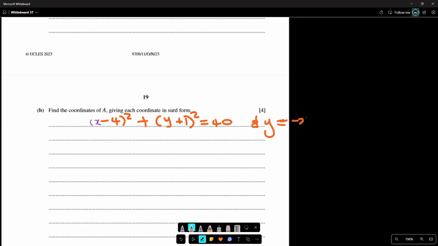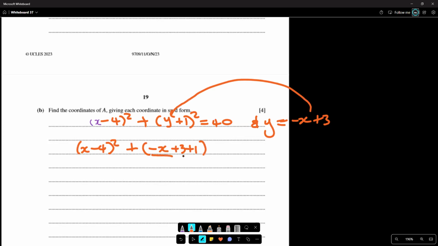And then the tangent was y equals minus x plus 3. Because we're looking for the point of intersection, I'm going to substitute the y there. So you have (x minus 4) squared plus (minus x plus 3 plus 1) squared equals 40. Right, this is the y, but there was a plus 1 already. Then this one here I can just say plus 4 basically.